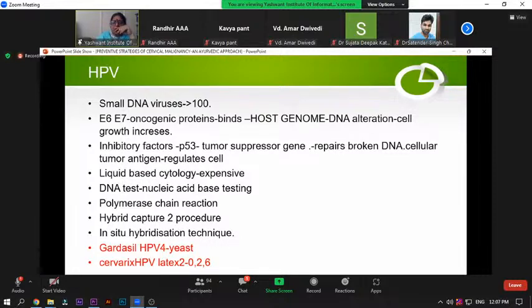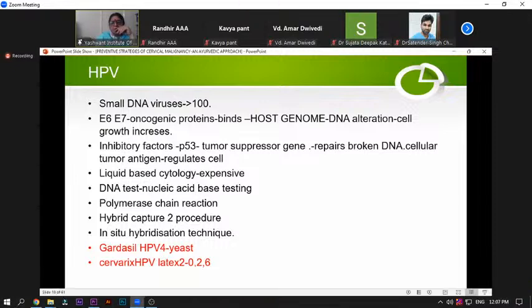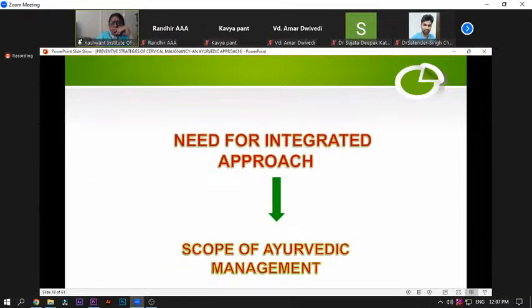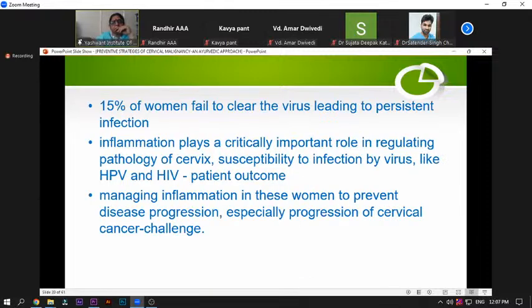So finally, the point comes: prevention is better than cure, even with the vaccination. So regular screening of the patient is very, very important to prevent cervical cancer. That is the only gold standard technique to prevent cervical cancer. So, need for an integrated approach and scope of Ayurvedic management: what we can do in these cervical pre-malignant lesions.